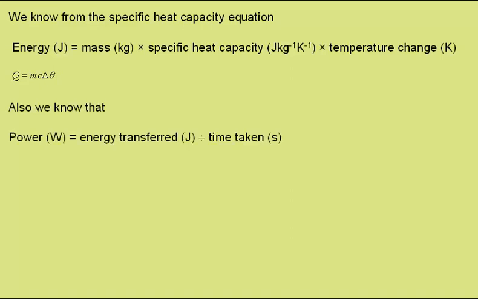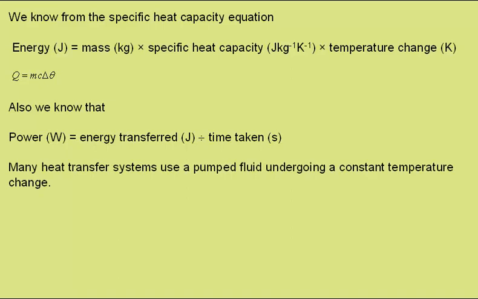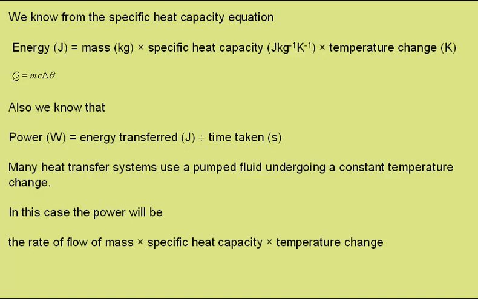Also, we know that power in watts is equal to energy transferred in joules divided by the time taken in seconds. Many heat transfer systems use a pumped fluid undergoing a constant temperature change. In this case, the power will be the rate of flow of mass multiplied by the specific heat capacity multiplied by the temperature change. So we can write P is equal to change in mass over time taken times c times the change in temperature.